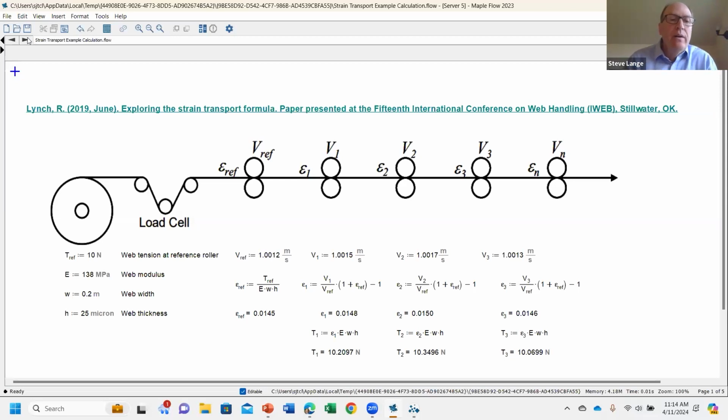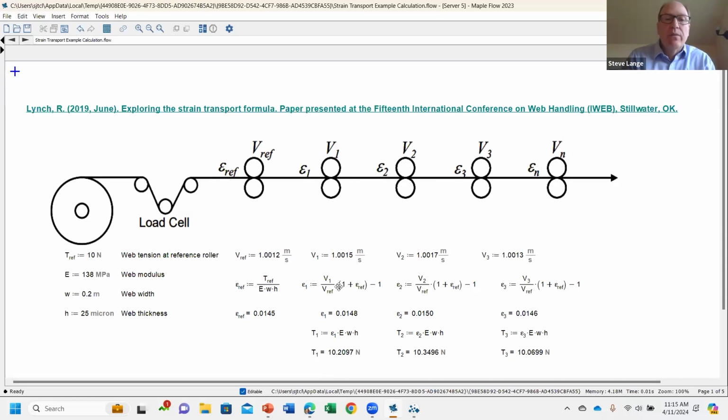And then we know certain other things like the tension in this first span from this load cell. We know the modulus of the web. We know the width of the web, and we know the thickness. So from this, we can calculate several things about what's going on in each of these spans. We can calculate the strain in this reference span from the tension in the reference span, the modulus, width, and thickness. So it's about 1.45%.